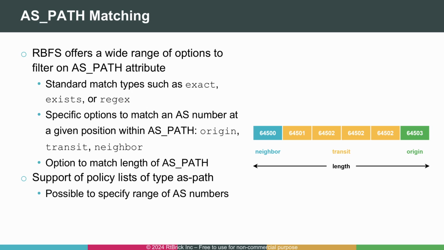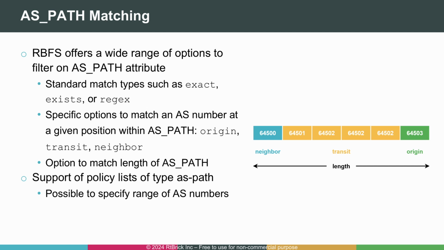The neighbor refers to the directly connected peer AS, meaning the first AS number in the AS path. The origin refers to the AS where the prefix was originally injected into BGP, which is the last AS number in the path. The transit type matches all other AS numbers in the AS path that are neither origin nor neighbor.